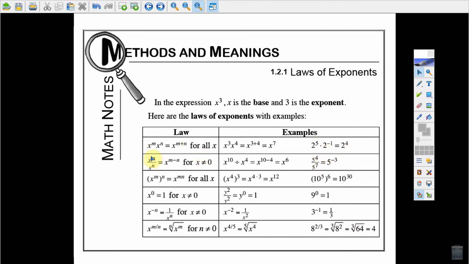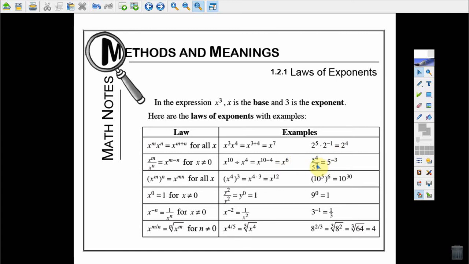In the same vein, if we are dividing two expressions with the same base and different exponents, we can just subtract the exponent in the denominator from the exponent in the numerator, subtract the bottom from the top. So we would have x to the m minus n. For example, if we had x to the 10th divided by x to the 4th, then it would just be x to the 10 minus 4, x to the 6th.